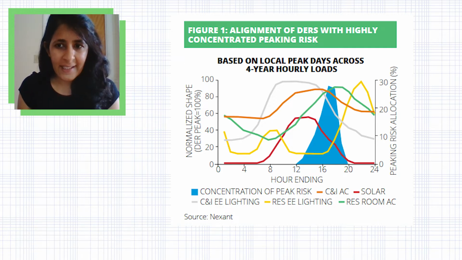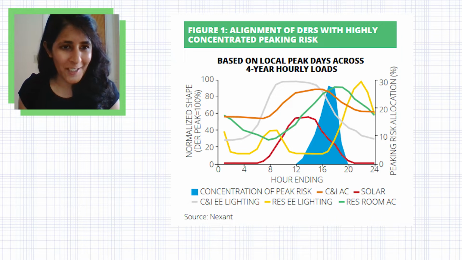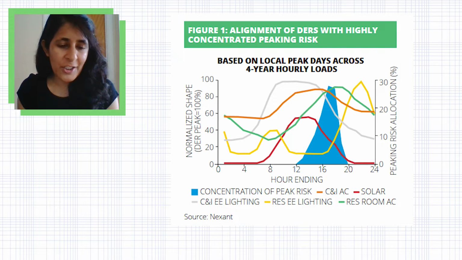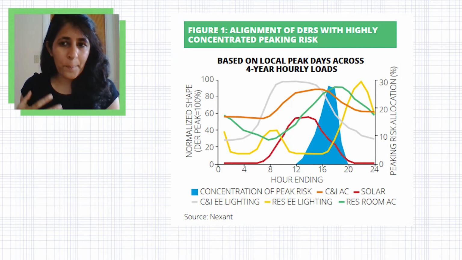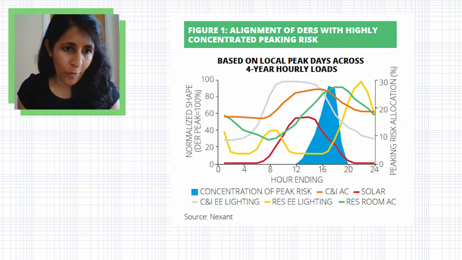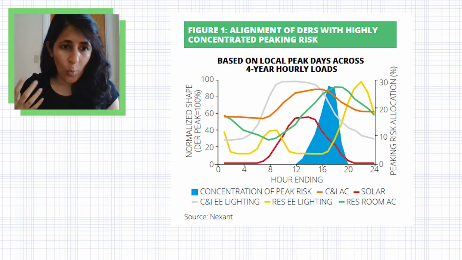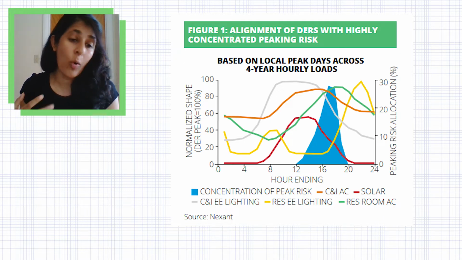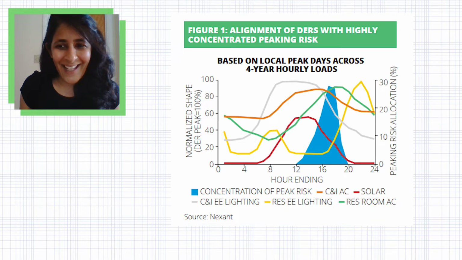So this graph that we're seeing here, I want to first focus on the blue shaded part of this graph. On the x-axis, we have hours of the day. And on the right-hand side y-axis, we have peaking risk allocation. The peaking risk allocation is the risk that the peak at that point in time is going to exceed the maximum peak that the system was designed for. So there's a risk that the load on the grid is going to be much higher than what it was designed for. We can see over here that between the hours of 12 and 8, there is a high peaking risk, and specifically around 4 o'clock in the afternoon, a very high peaking risk.